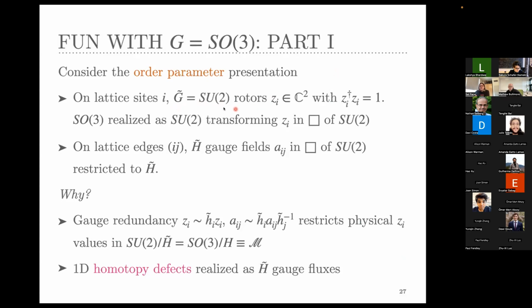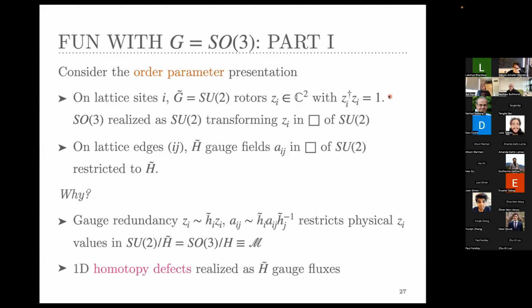So we have SU2 rotors. Don't worry about the name rotors if you've never seen that. It's just to say that there are degrees of freedom on sites, and they're described by some 2-dimensional complex vector Z under the constraint that Z dagger Z is equal to 1. Okay, it's easy. This parameterizes SU2. SU2 is a 3-sphere. This will give us a 3-sphere.